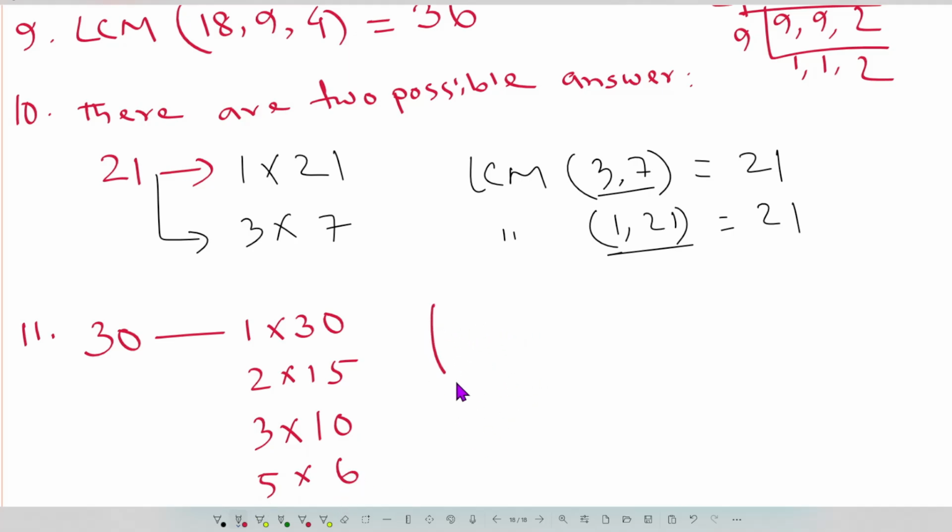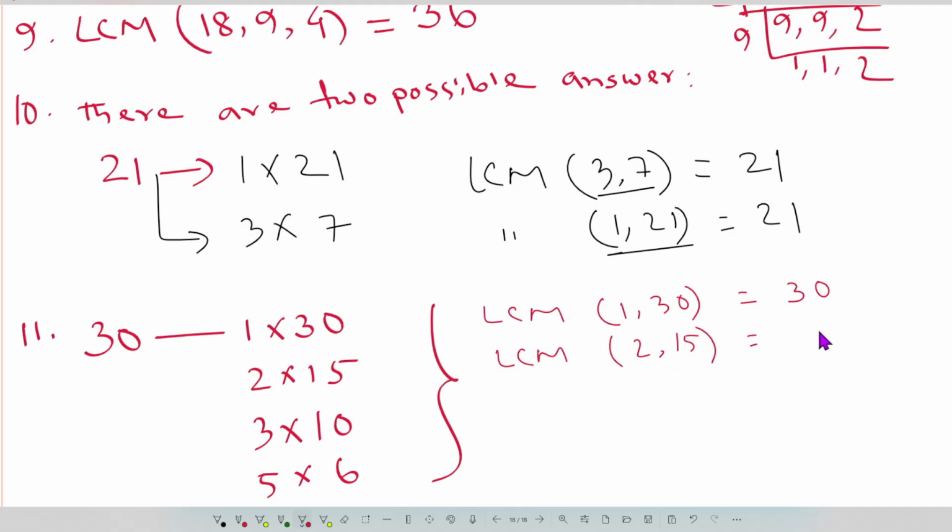So look, we can write in here. LCM of 1 and 30 equals 30. LCM of 2 and 15 is what? Also 30, because all are co-prime numbers. 1 and 30 have no common factor. 2 and 15 have no common factor. So the LCM of 3 and 10 is also 30, and finally the LCM of 5 and 6.